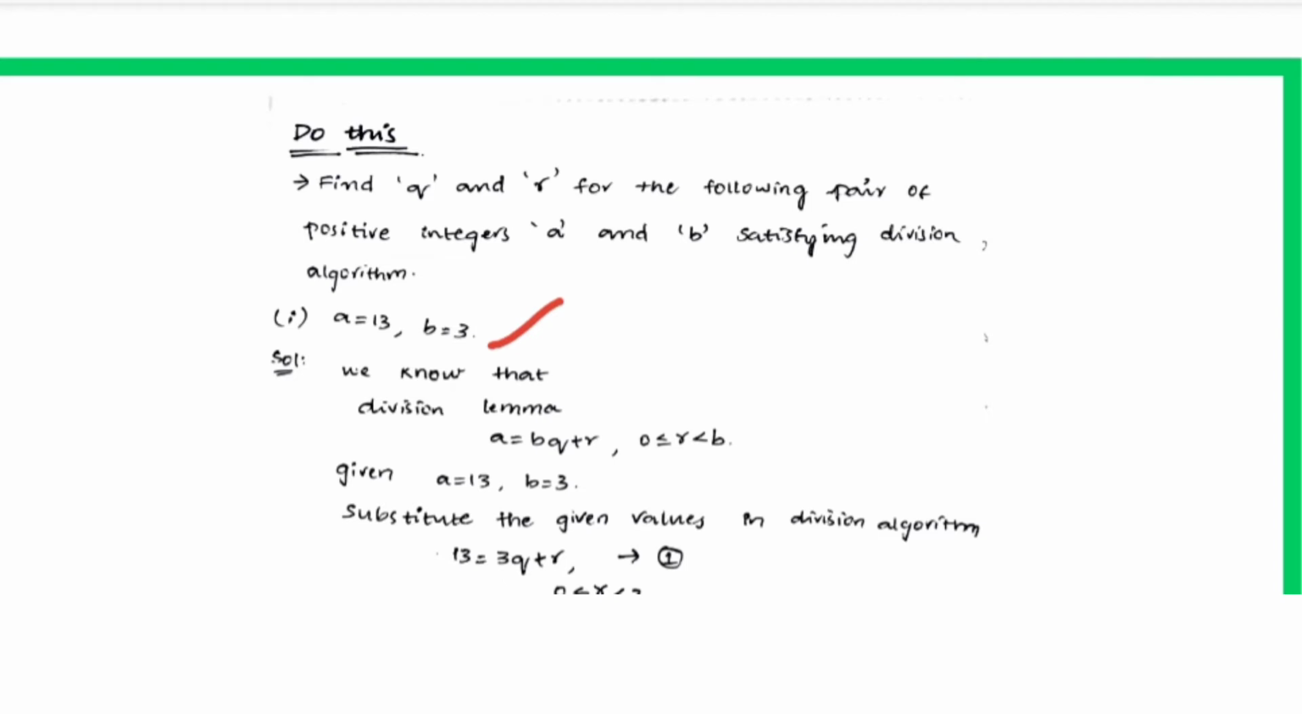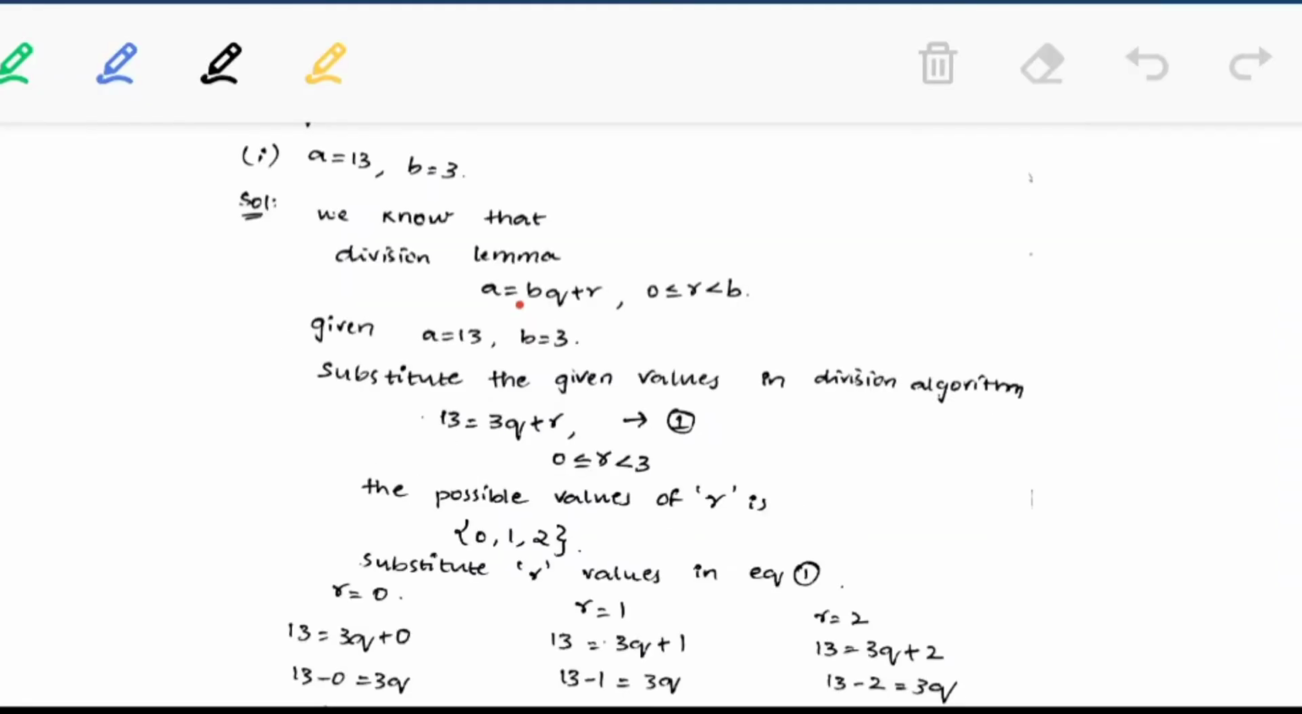On this basis, let us solve the first example, a equal to 13 and b equal to 3. In the solution, you need to write each step clearly, stating what you are doing in the problem to get the answer. The first step is that we are using division algorithm. We have written the division algorithm as a equal to bq plus r, where 0 less than or equal to r less than b, and we have written the given data. Now we need to use these two to find the values of q and r. That is the aim of the problem.